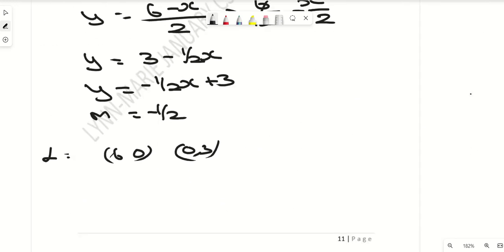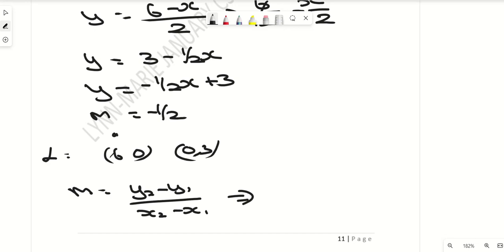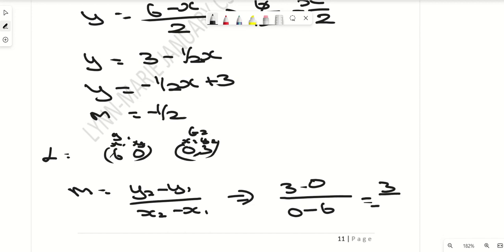And you can find the gradient where m is equal to y2 minus y1 all over x2 minus x1. We're going to say this is point 1 and this is point 2. This is x1, this is y1, and this is x2, and this is y2. So that is 3 minus 0 over 0 minus 6. So you're going to get 3 over negative 6, which is equal to negative a half.